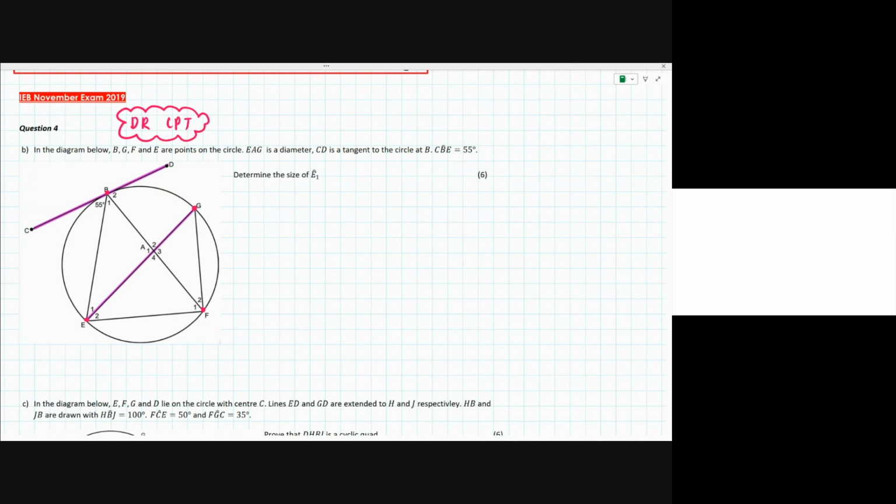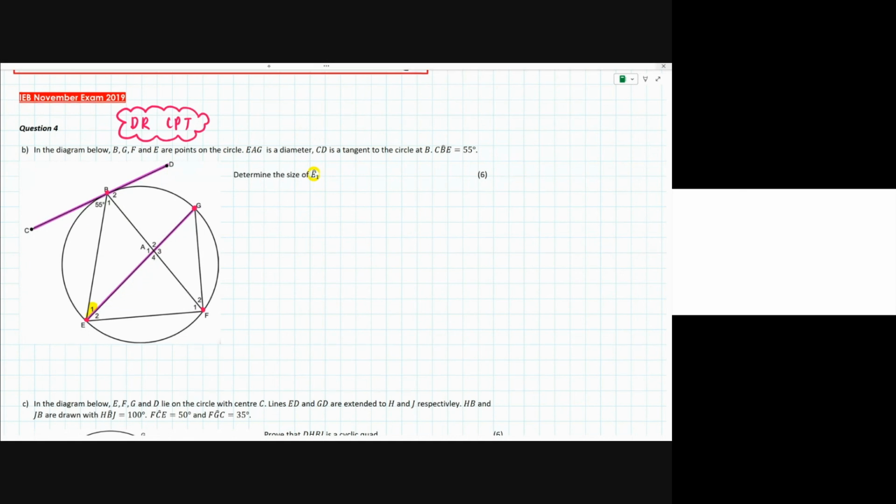Now, we are looking for the size of angle E1. So again, identify where E1 is for yourself so that you know where you're looking. E1 is this bad boy down here. And immediately, because I have used Dr. CPT and identified these characteristics for myself, I can see that E1 is an angle in the same seg as angle F2. That doesn't necessarily mean that that's going to be my methodology, but the likelihood is that it probably is. So we need to think carefully about how we're going to do this.